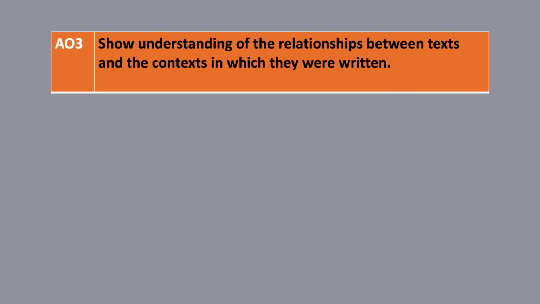AO3 is context. The term can be understood in a variety of ways and will vary depending upon which text you're studying. Context can mean when the text was written, when and where it's set, the literary context and genre, or responses from different audiences. So actually, by writing about Macbeth as tragedy, we'd be hitting AO3 in terms of genre.